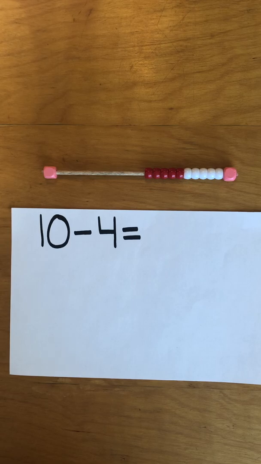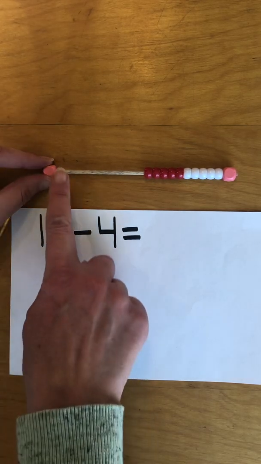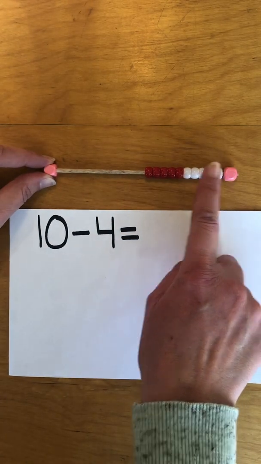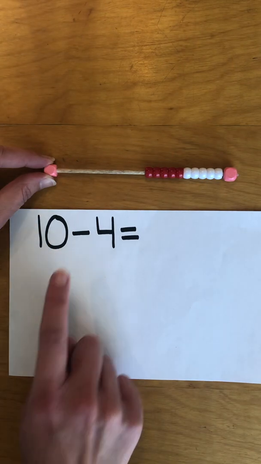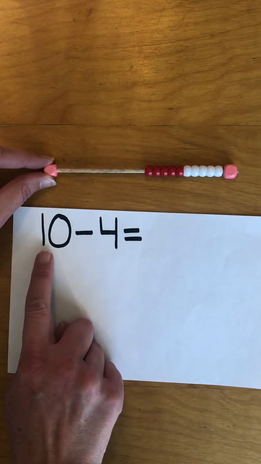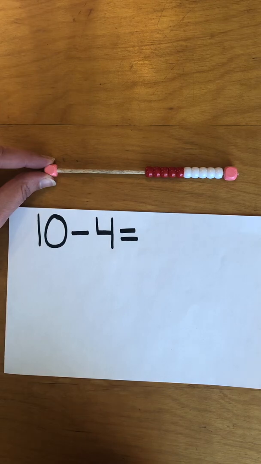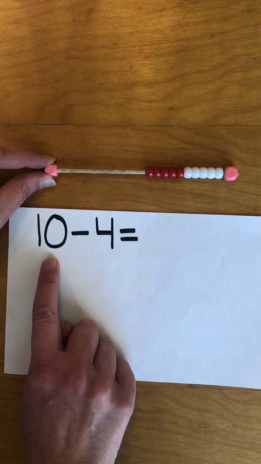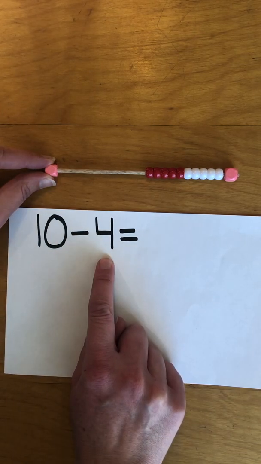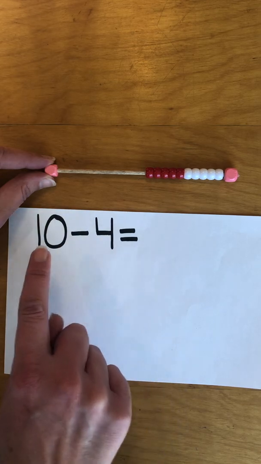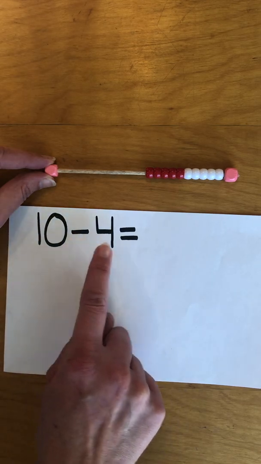Here's one tool you can use. Now, the Rekenrek that I said to get is the 10. We're not going to have any numbers bigger than 10 today. So we're going to stick with this Rekenrek. So we're going to make 10 and we're going to get rid of 4. That's what we're going to do on all of our problems. Make 10, take away 4.